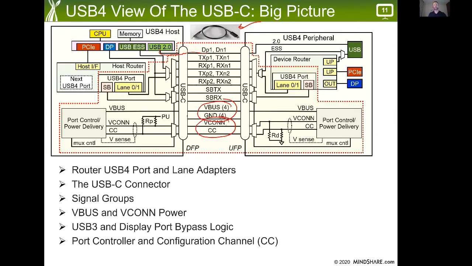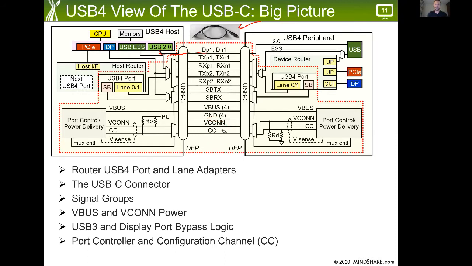The VCon and CC, based on how those are connected within the two devices, are they pulled up, pulled down, what size is that pull up or pull down? That's going to dictate who becomes the downstream facing port, who becomes the upstream facing port, and what some of the capabilities are in terms of power that can be provided. So this is just kind of a simple view of this Type-C interface.